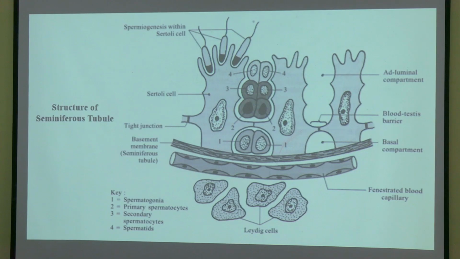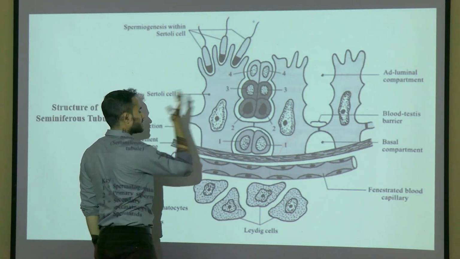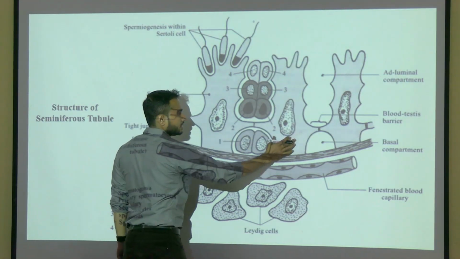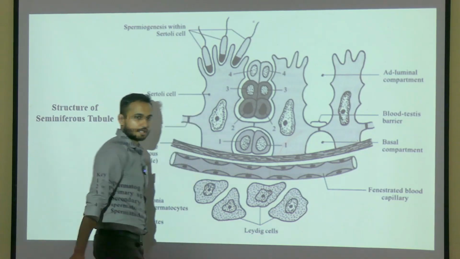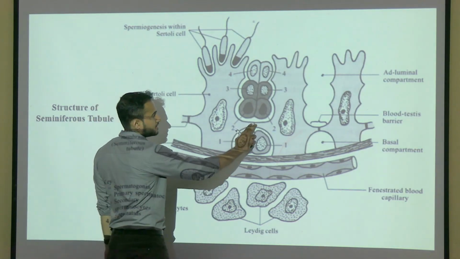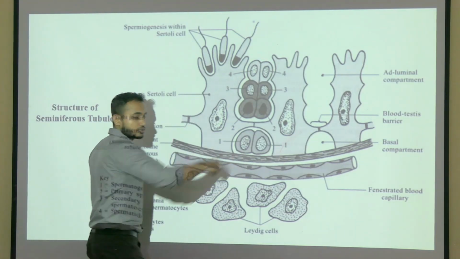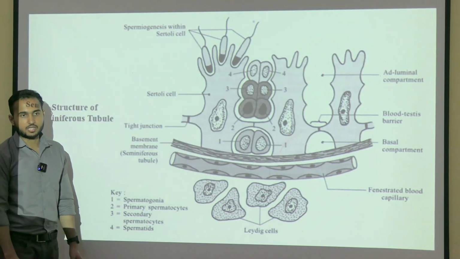The large one. Okay. For example, look, this is one Sertoli cell. This is one Sertoli cell. This is one Sertoli cell. This is one Sertoli cell. Okay. In between the Sertoli cells, can you see the junctional complex? Look, this is the junctional complex. So this is forming the blood testis barrier.